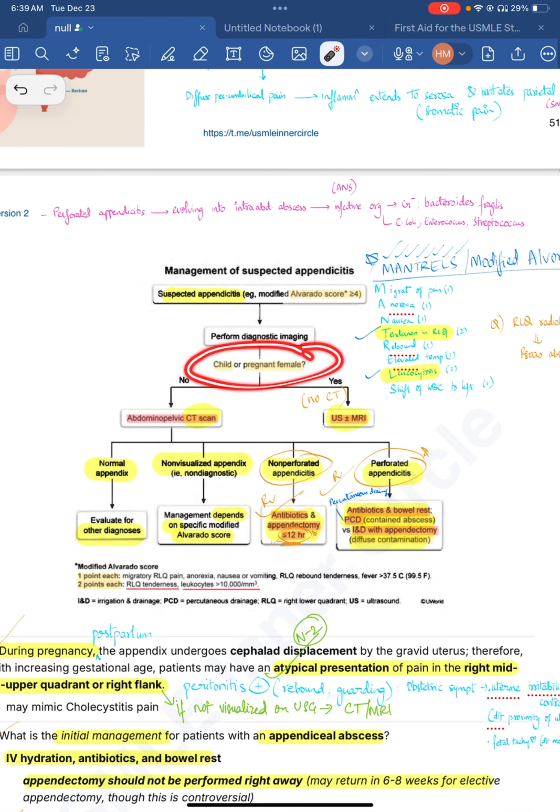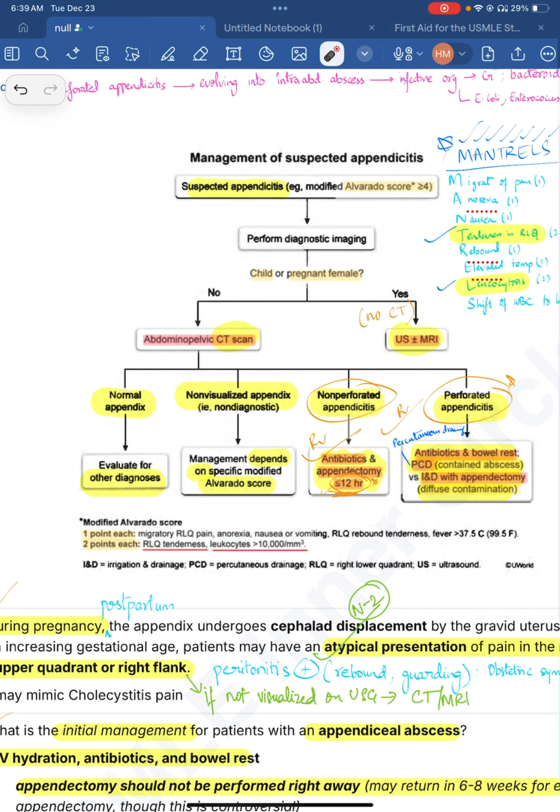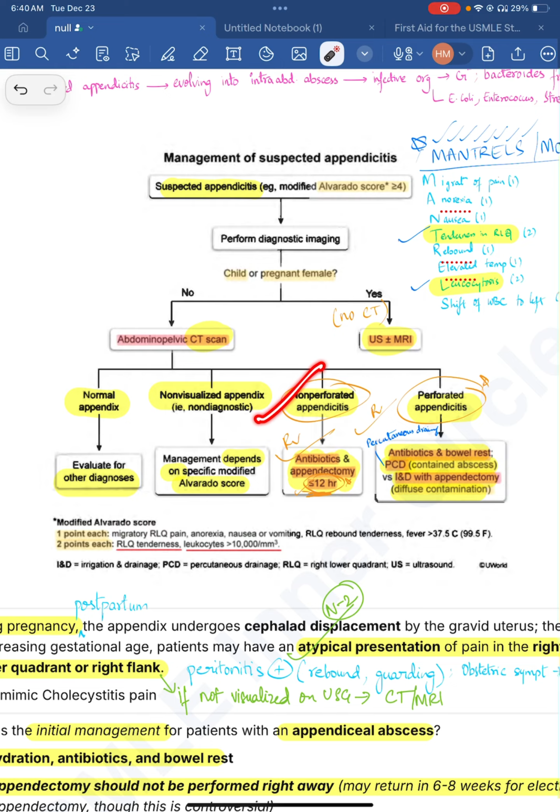What if it's not a child or not a pregnant female? Then you can go with CT scan. Now, after the imaging, you see a normal appendix. Then what do you do? Evaluate for other diagnoses. What if the imaging is non-diagnostic? That is, you cannot see any appendix. Then the management depends on the Alvarado score. What if it is a non-perforated appendix? Then you need to start with antibiotics and perform an appendectomy in less than 12 hours.